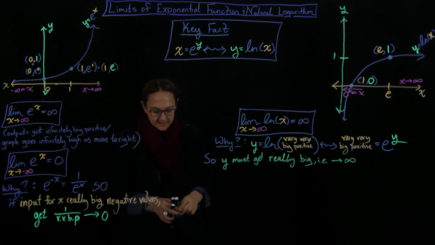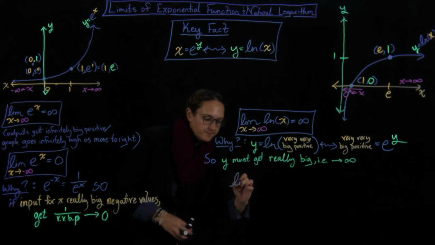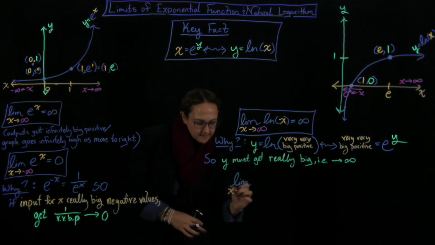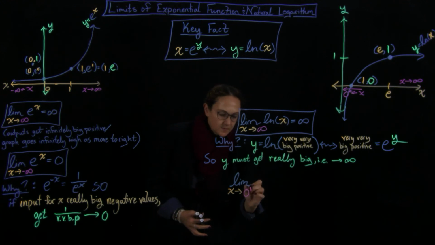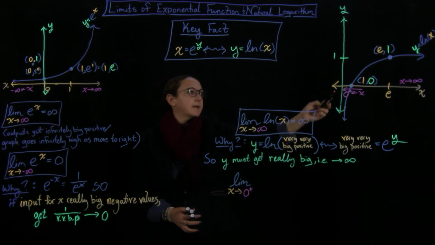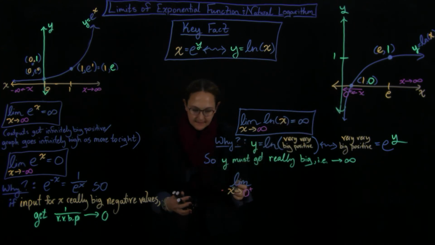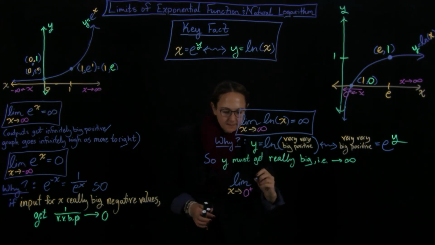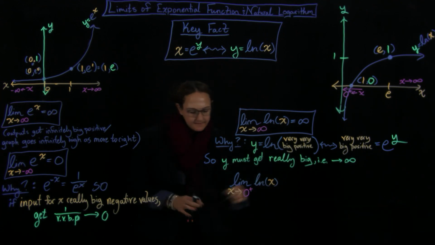Okay, now let's look at another one. So now we want to look at the limit as x approaches, we're going to look at this limit here. It's the only other useful one to look at because we can only put in positive input values because of this. So this is going to be the natural log of x. It's going to equal minus infinity.